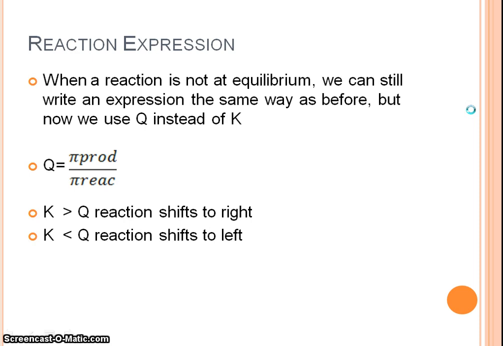When a reaction is not at equilibrium, we can still write an expression the same way as before, but now we use Q instead of K. Q is represented the same way. It's the multiplication of the products over the multiplication of the reactants.